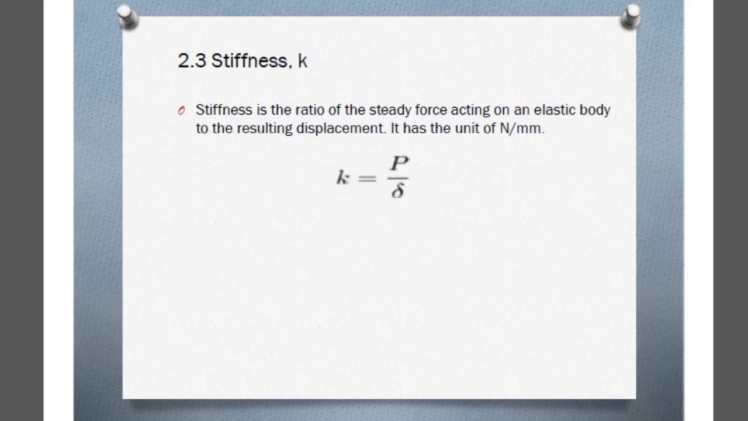So what is stiffness? Stiffness is the ratio of the steady force acting on the elastic body to the resulting displacement. It is the unit of Newton per meter. So we have the formula K is equal to P over the deformation.